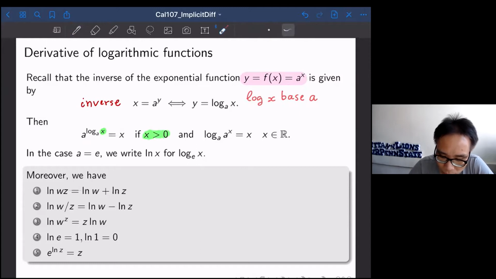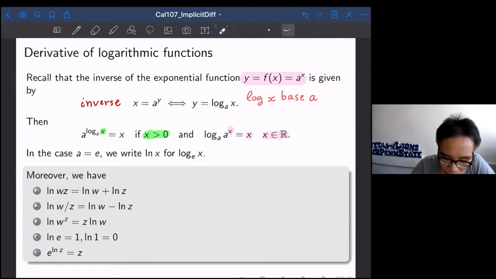And also you have log base a of a to the x. So log base a and a will get rid of each other, so you basically just get this x, okay? And this x turns out to be any real number because it's on the exponent. Whereas this thing sitting behind the log must be positive.